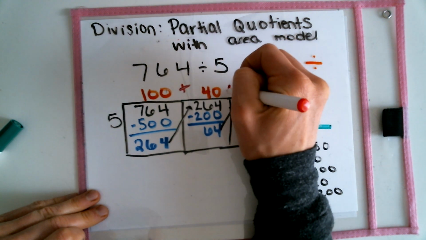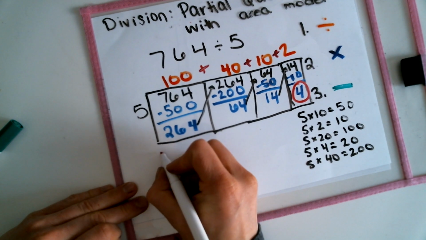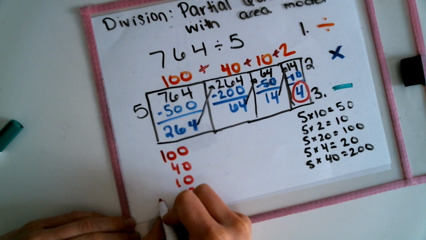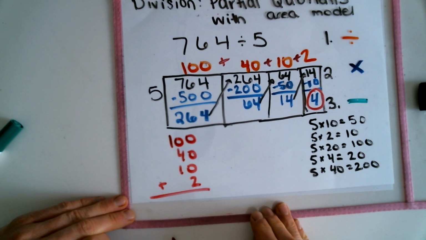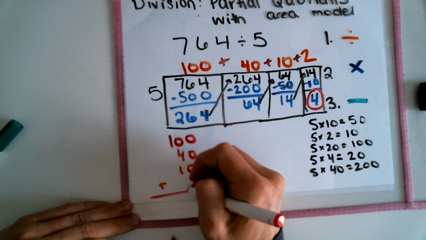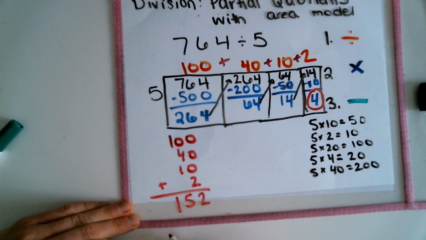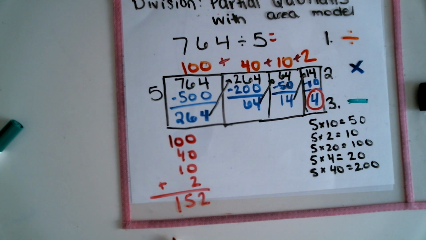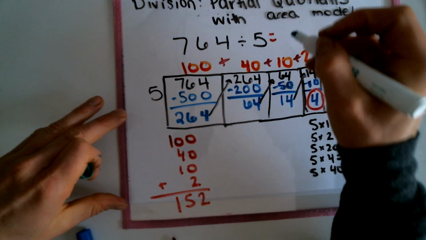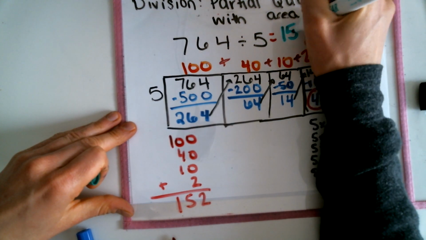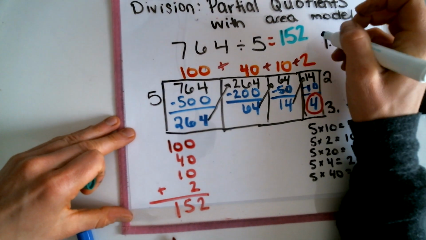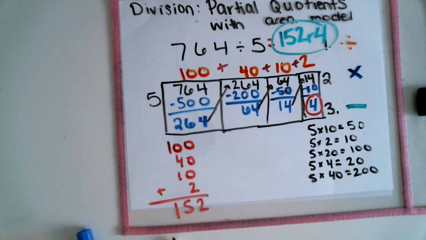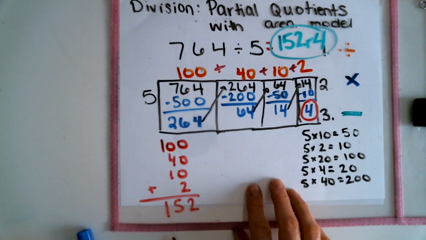Now we're going to need to add our top numbers. 100 plus 40 plus 10 plus 2. So our final quotient is going to equal 152 remainder 4. And that is one way you could solve with the area model.